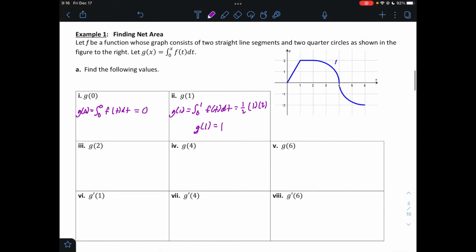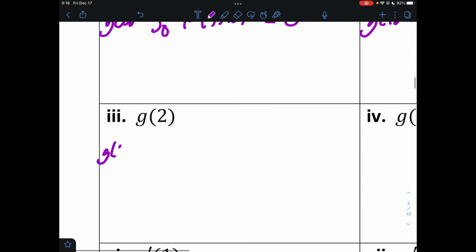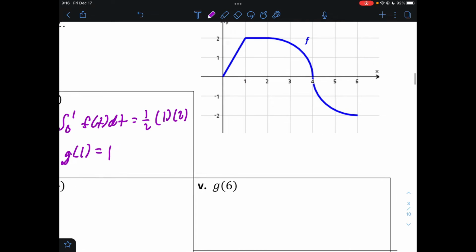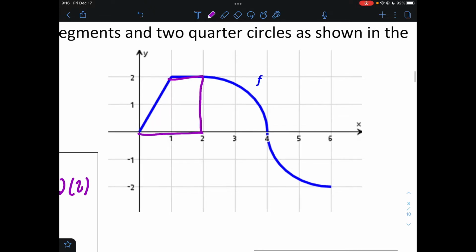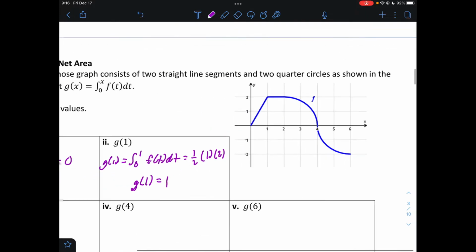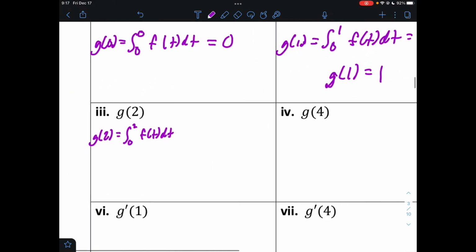G of 2 is the integral from 0 to 2 of f of t dt. There are two ways to do this. We can do this triangle plus this rectangle, which is probably the better way since we already know the triangle. Or you can also do one shape, a trapezoid. Either way, we'll get the correct area. Let's do the first method.